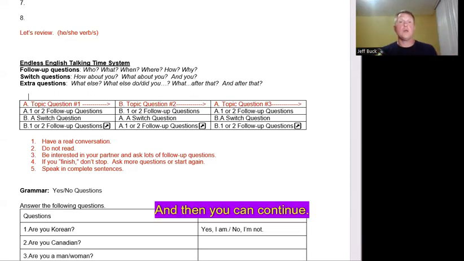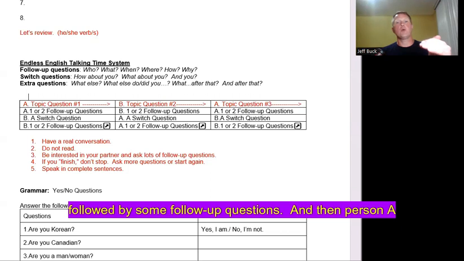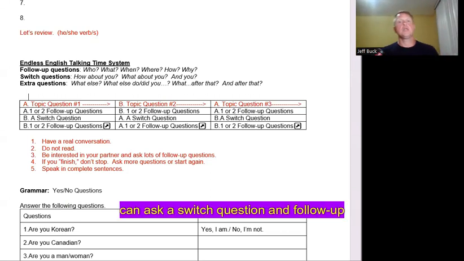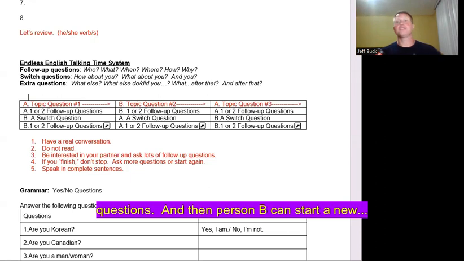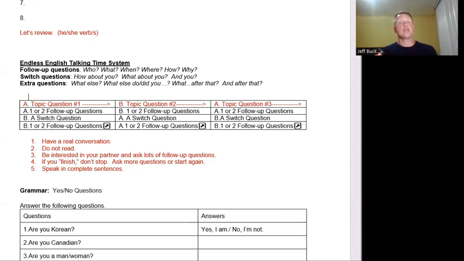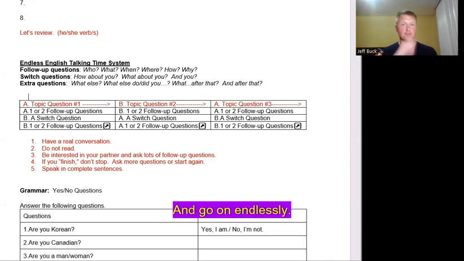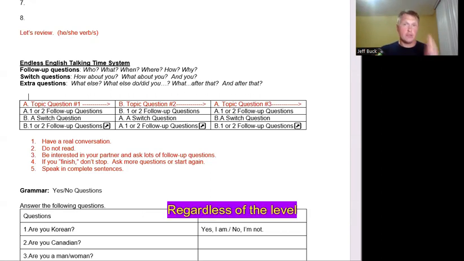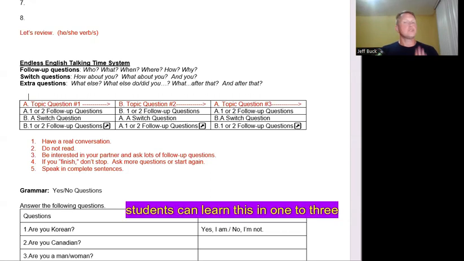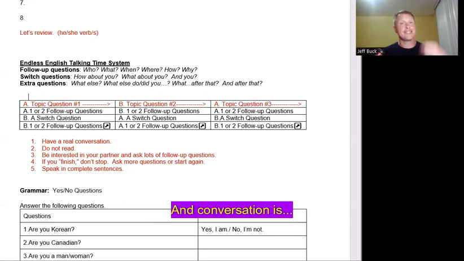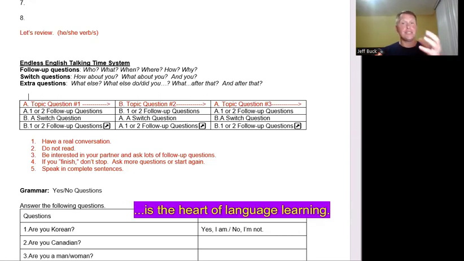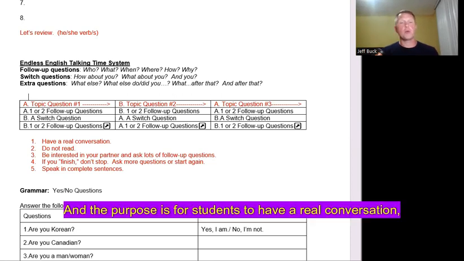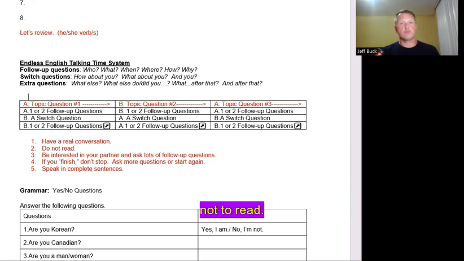And then you can continue. Person B can ask a new topic question, followed by some follow-up questions. And then person A can ask a switch question and follow-up questions. And then person A can start a new topic question, et cetera, et cetera, et cetera. Go on endlessly. And this works very effectively, regardless of the level. Students can learn this in 1 to 3 lessons and have real conversations. And conversation is the heart of language learning. And the purpose is for students to have a real conversation, not to read.